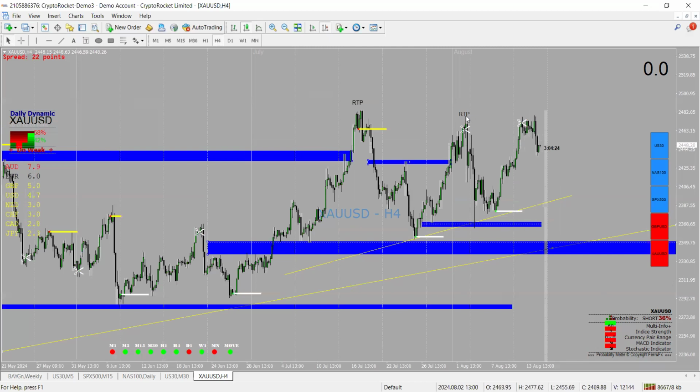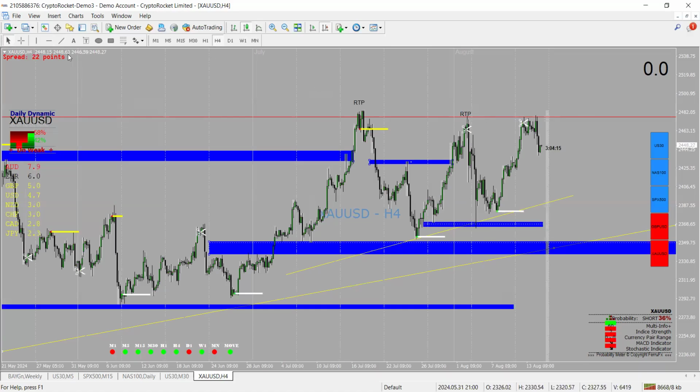Now notice we had a failure to break above RTP right here. So if I draw a line right here, we failed to break RTP, or did we? I really can't tell now. Let's see. Nope, actually we did. We took out RTP, so we know why we're pulling back. We just took liquidity. Now we're creating it again.